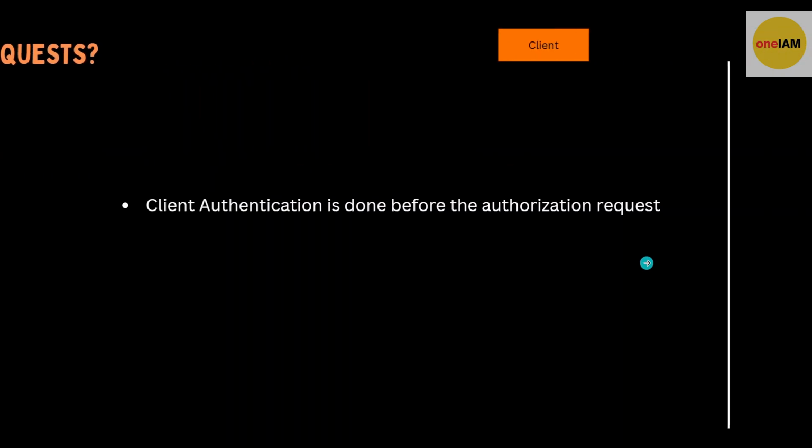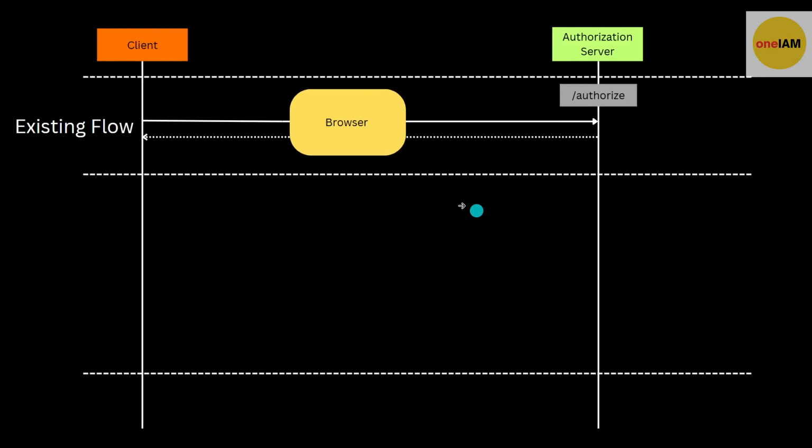So let's see how PAR works. So we have our usual setup here. We have the client, browser, authorization server, and the authorization endpoint. So in our existing flow, we would have a GET request sent to the authorization endpoint with the response type, client ID, and the other request parameters.